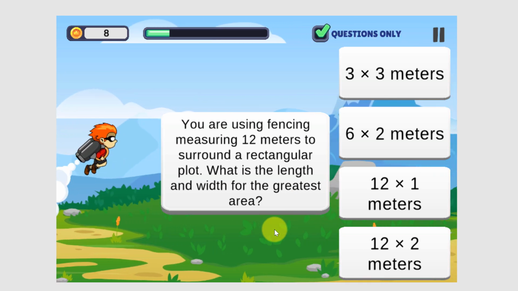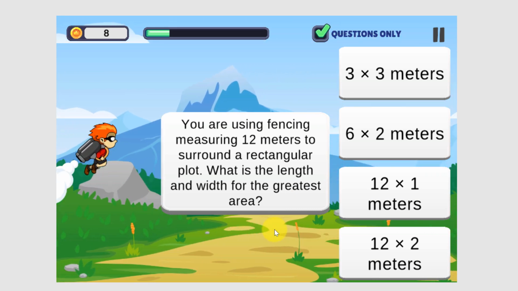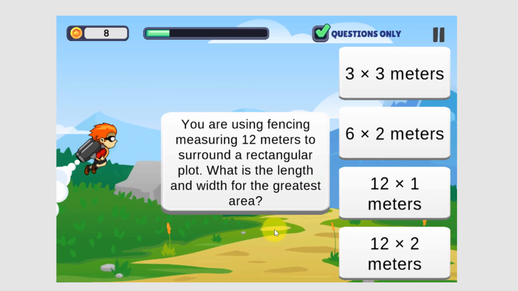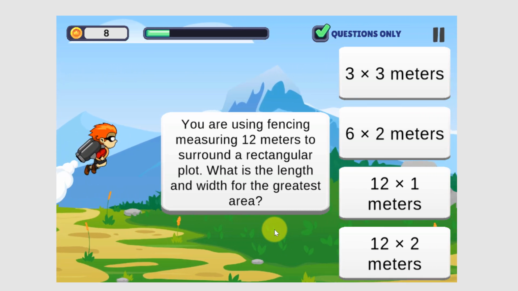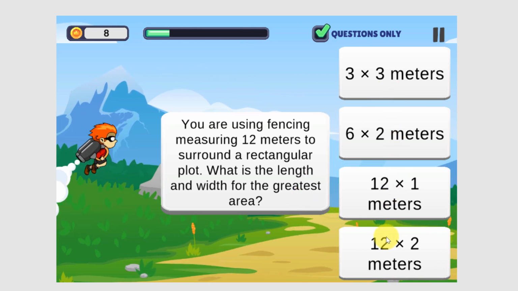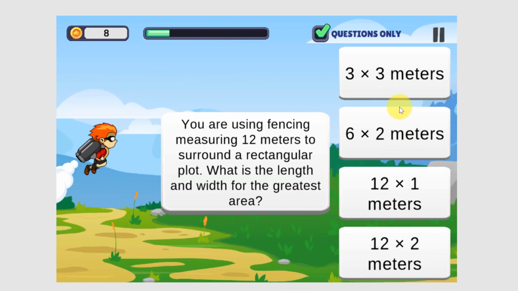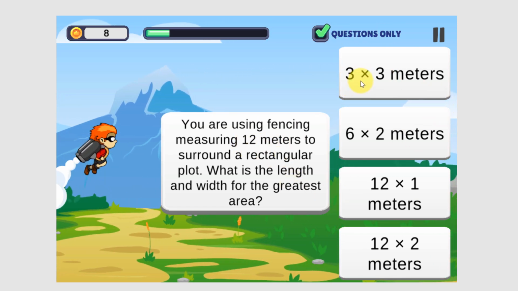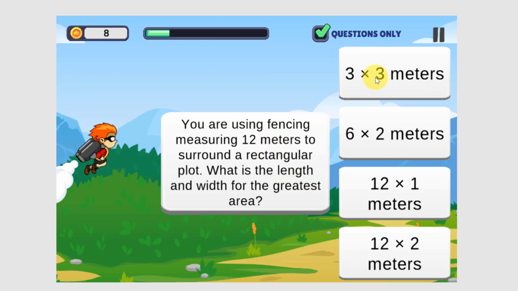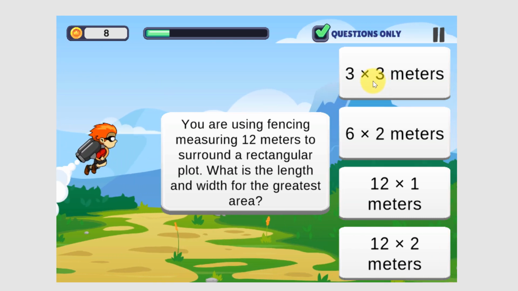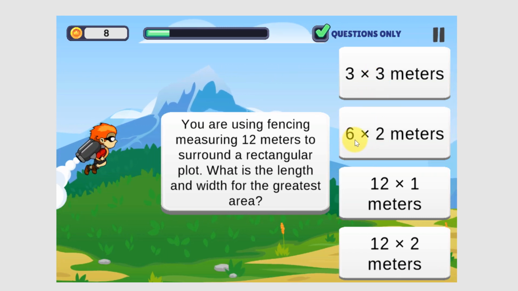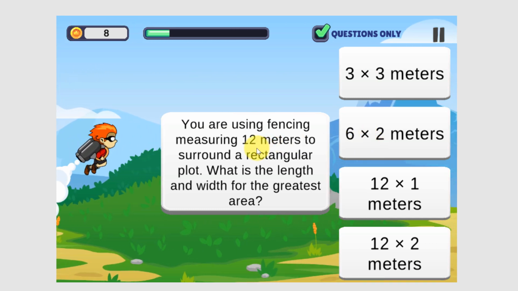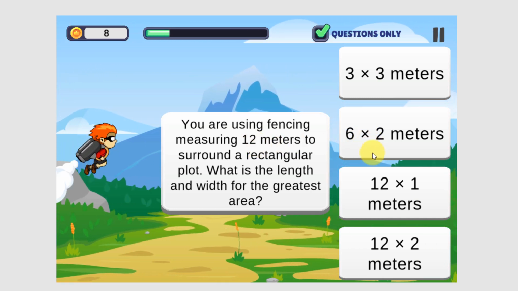You are using fencing measuring 12 meters to surround a rectangular plot. What is the length and width for the greatest area? So let's take a look at our answers and find out which ones actually fit the perimeter of 12. 3 by 3, that would be 6 times 2, so that's a possible answer. 6 by 2 would be 8 times 2, 16. That's more than 12. That's not a possible answer.